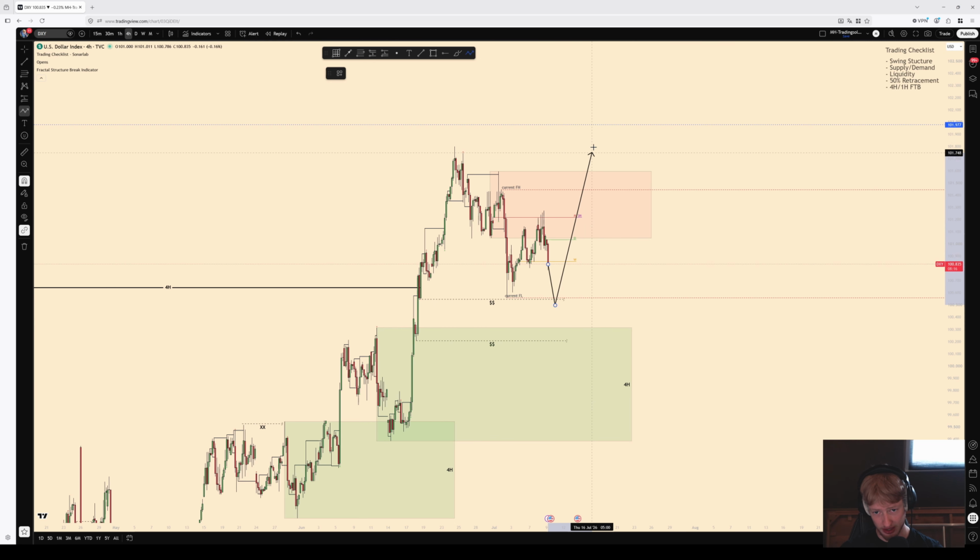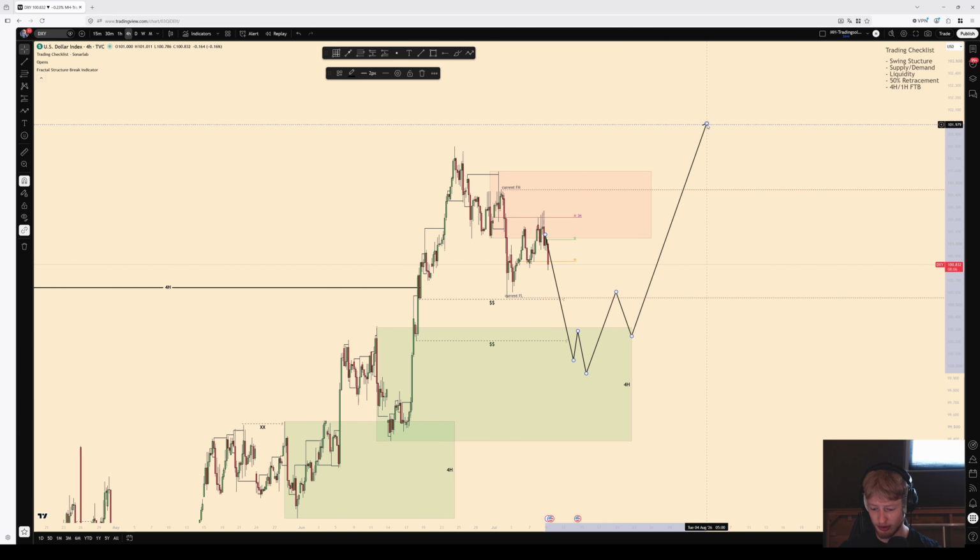So something like this, or eventually something like this, then a change of character, and then some continuation towards that 102 level from there on.